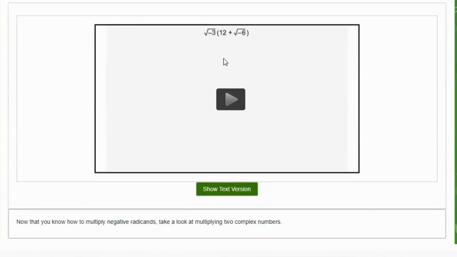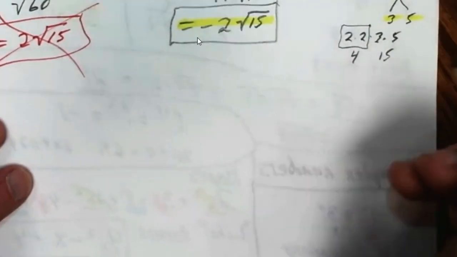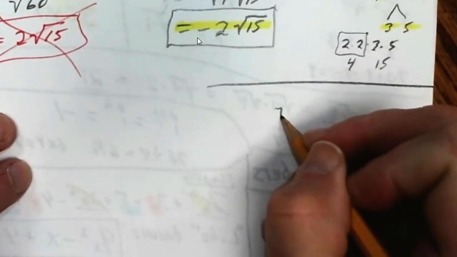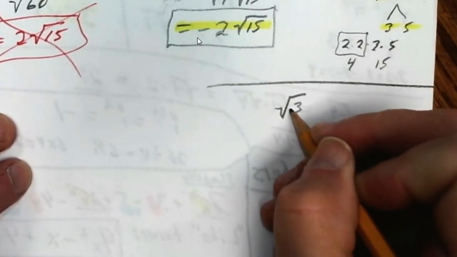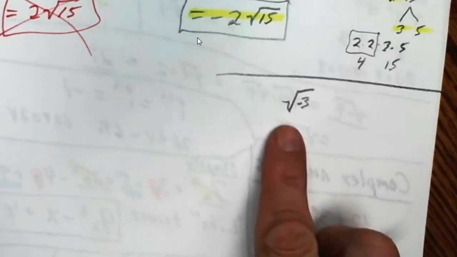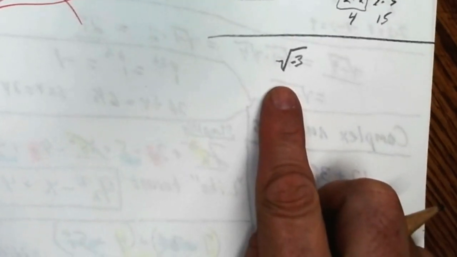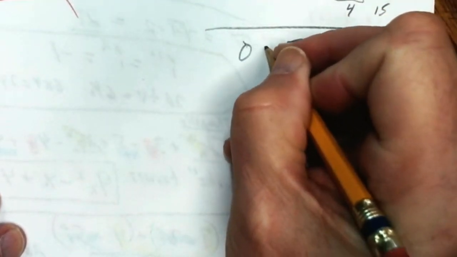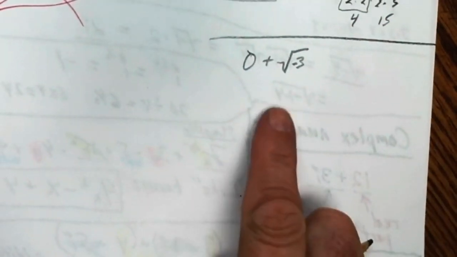Oh, we have another one. Oh, this gets a little more complicated. We've got the square root of negative 3 and then parentheses a complex number. So this is a complex number. Oh, let me point that out. Because you're looking at that going, that's not a complex number, Mr. Brock. Square root of negative 3. That is the complex number. What's the real part? 0. That's the complex number.